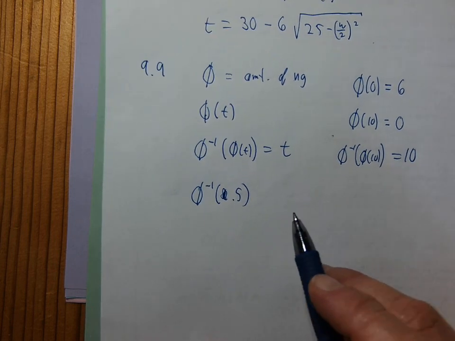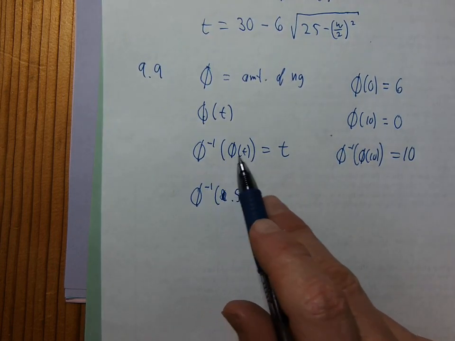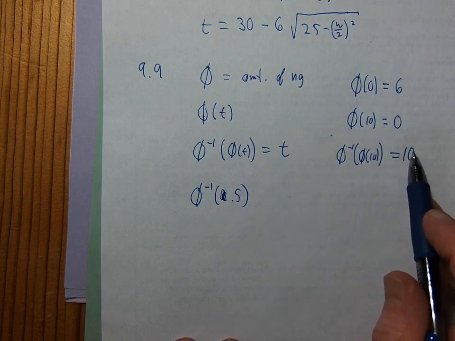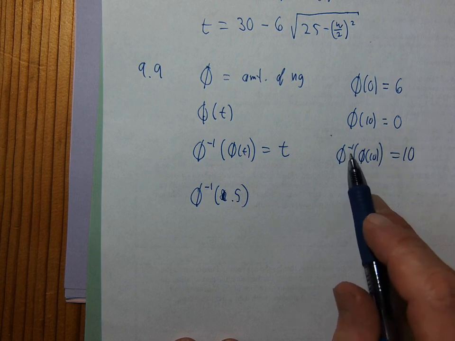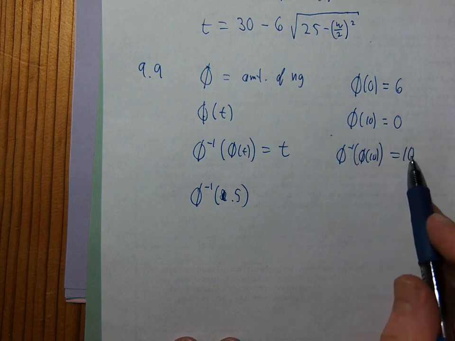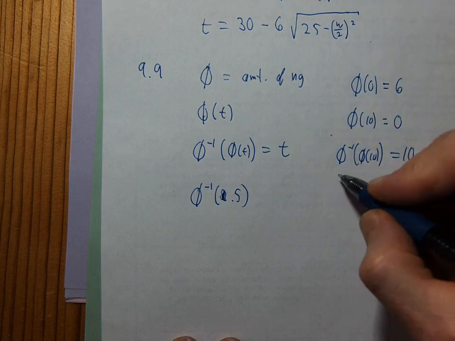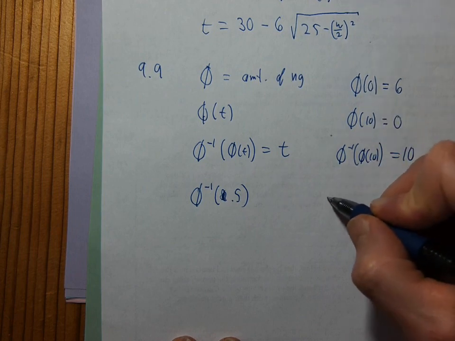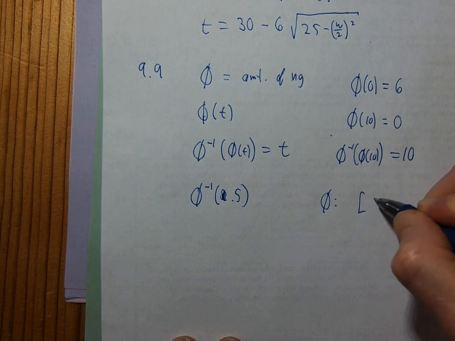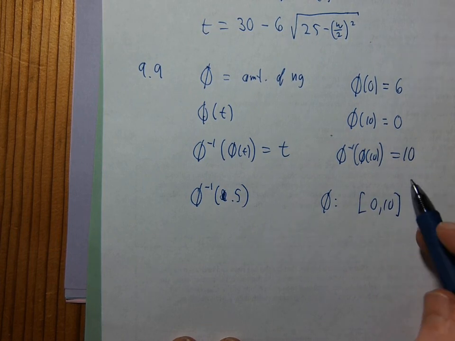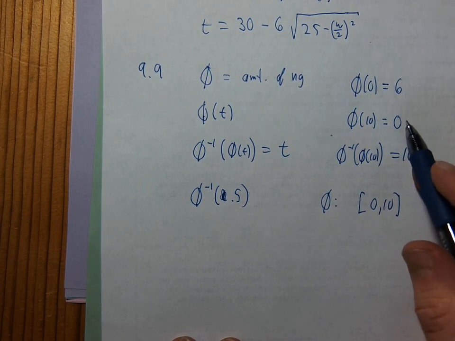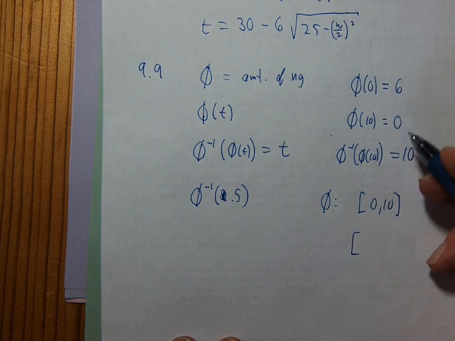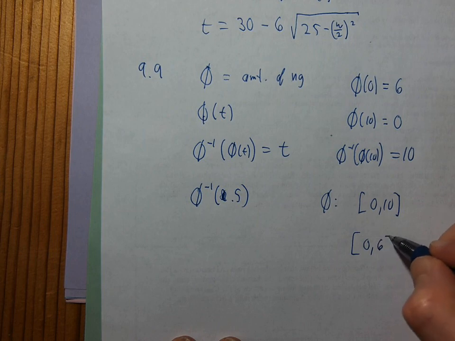So if you have phi negative 1 of phi, you just put what's in the parentheses. Phi negative 1 of phi of 10 is just 10. Then the domain and range of phi negative 1 is the opposite of the domain and range of phi. For phi, the domain is what you put in the parentheses, so it goes from 0 to 10. And the range is what you get out, and this starts at 6 and goes to 0. You always put the smaller one first, so 0 to 6.